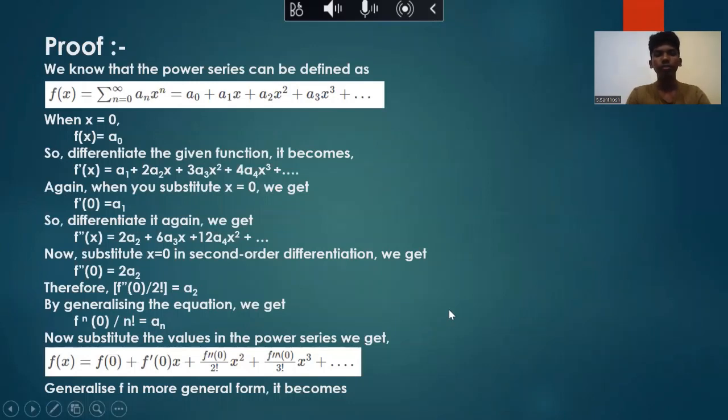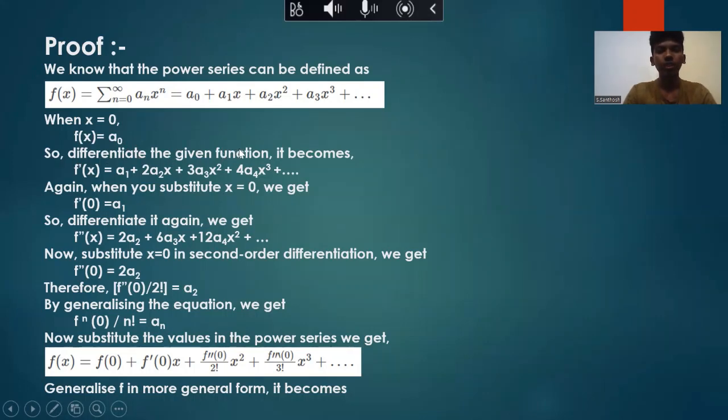Now let's see the proof for Taylor series. So we know that the power series can be defined as f(x). When we say power series, it's nothing but the Taylor series itself, where power series is another name for it. So f(x) equals sigma a_n x^n, which equals a0 plus a1 x plus a2 x square plus a3 x cube plus so on. So when you take x equals 0, f(x) equals a0.